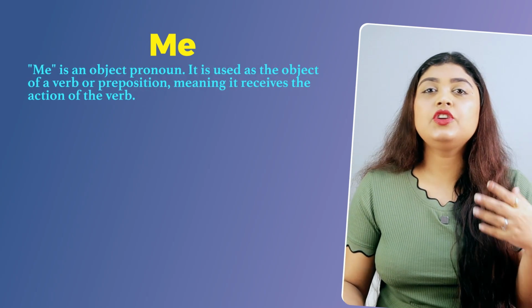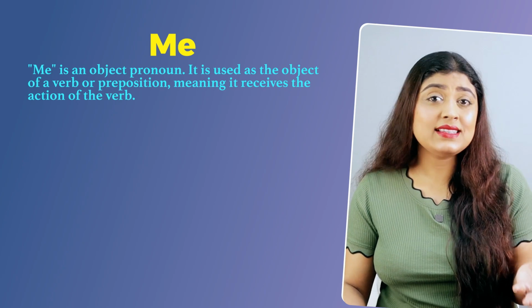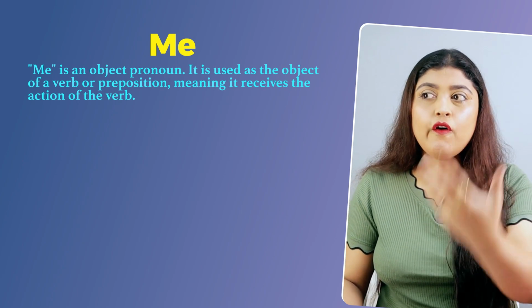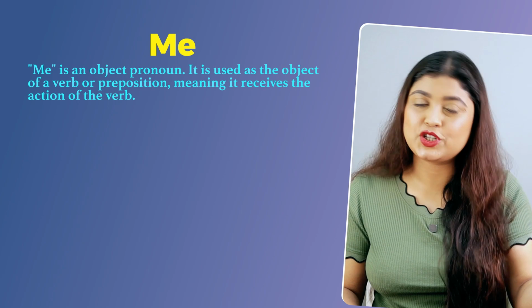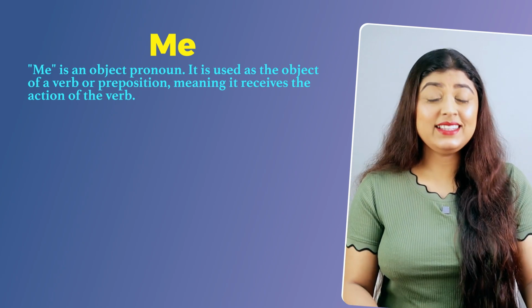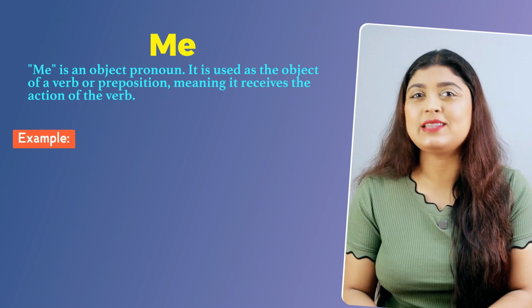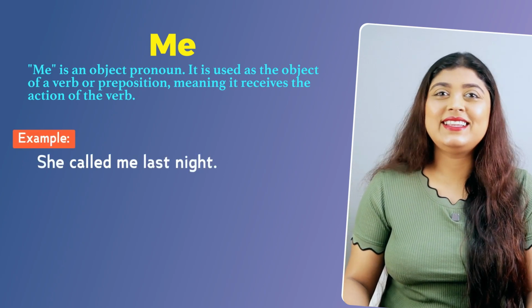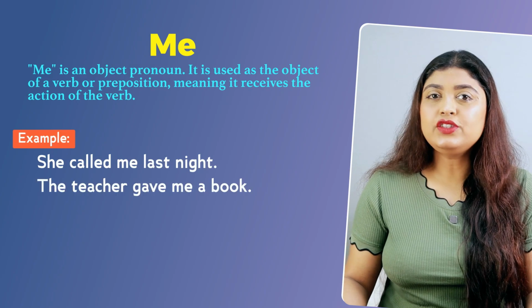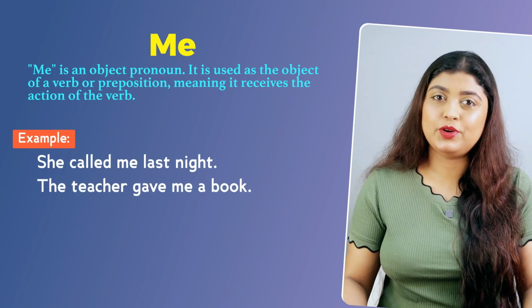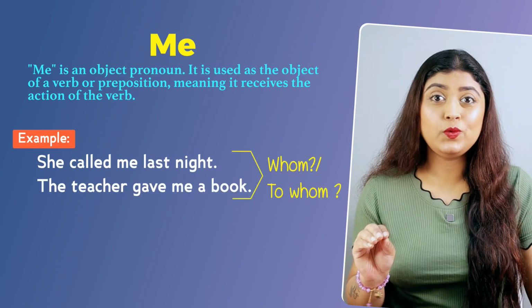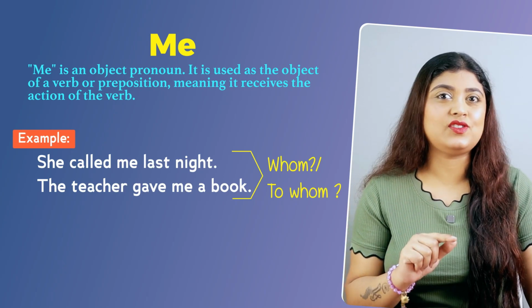That means you can find me as the object of a verb or a preposition in a sentence, meaning it receives the action of the verb. Let's take a look at some examples. She called me last night. The teacher gave me a book. If you ask a question with whom or to whom, you will get the answer here.